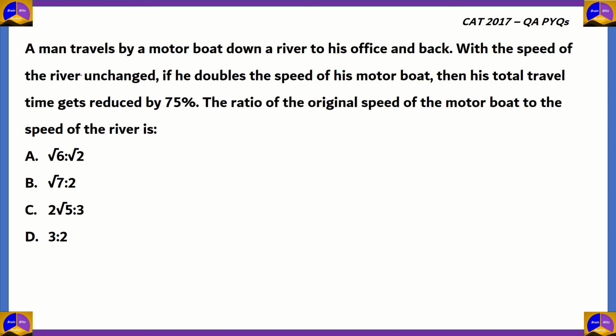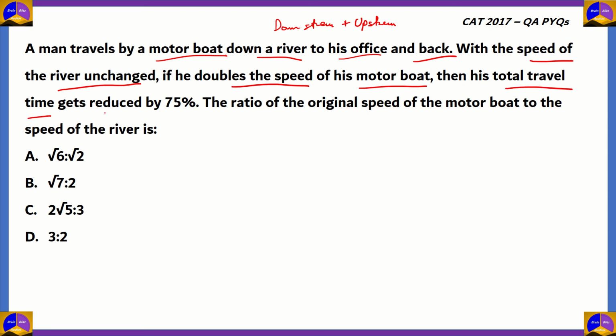Now let's look at another question. A man travels by a motorboat down a river to his office and back. So he goes downstream and upstream. Now, the speed of the river is considered to be unchanged. However, he doubles the speed of his motorboat. Now, when that happens, his total travel time gets reduced by 75%, which means 1/4 of the travel time. We need to find the ratio of the original speed of the motorboat to the speed of the river.